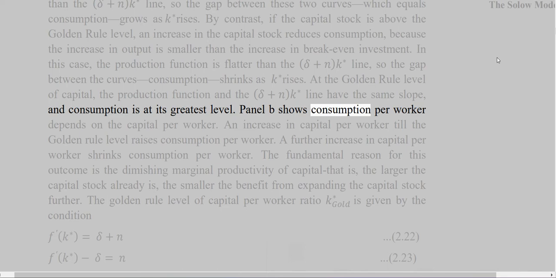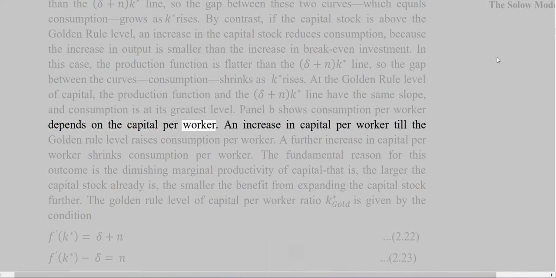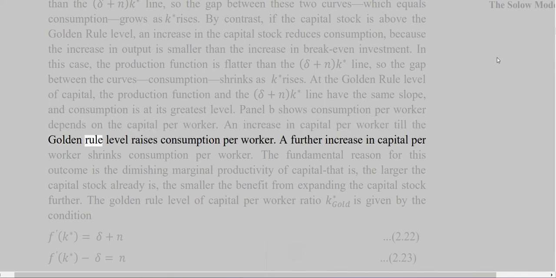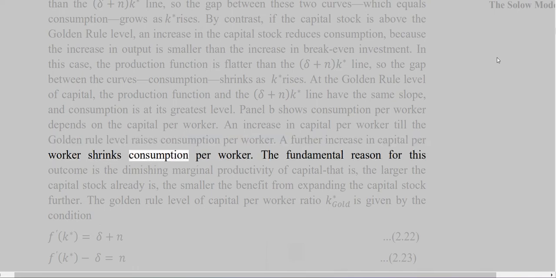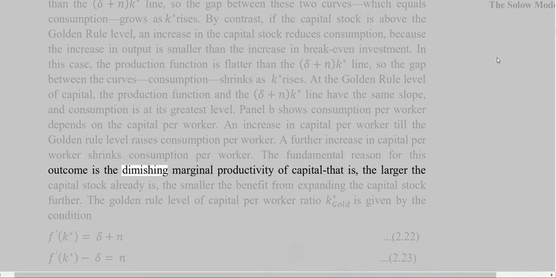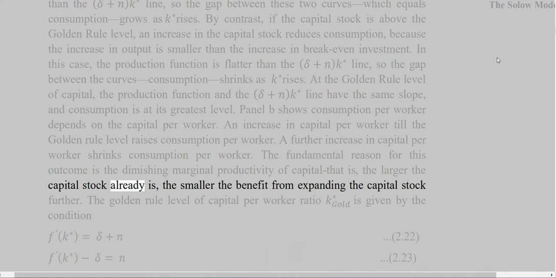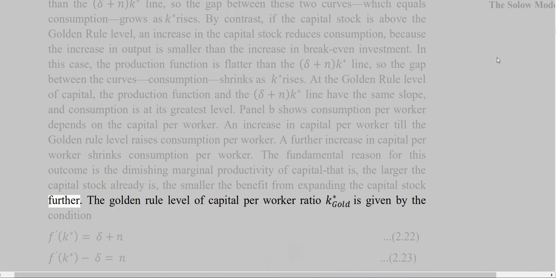Panel B shows how consumption per worker depends on the capital per worker. An increase in capital per worker till the golden rule level raises consumption per worker. A further increase in capital per worker shrinks consumption per worker. The fundamental reason for this outcome is the diminishing marginal productivity of capital, that is, the larger the capital stock already is, the smaller the benefit from expanding the capital stock further.